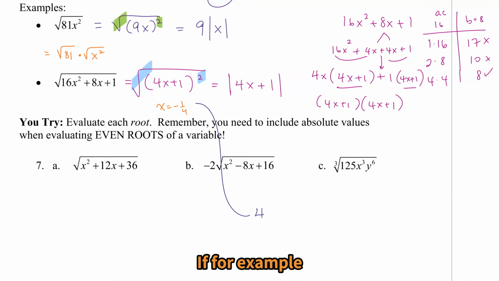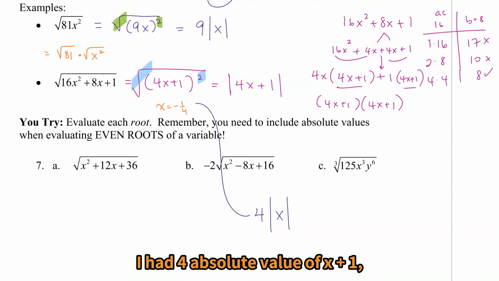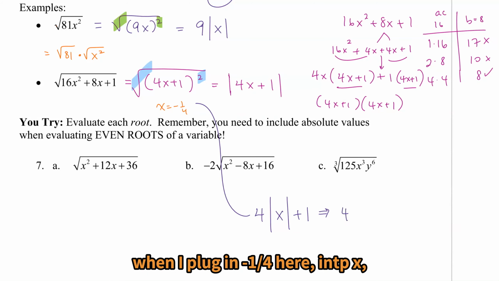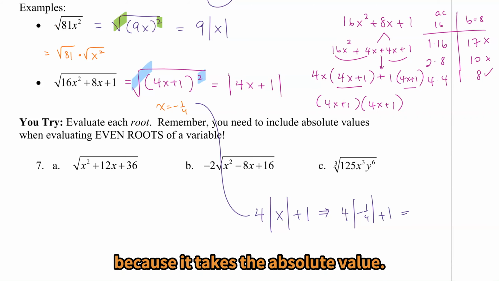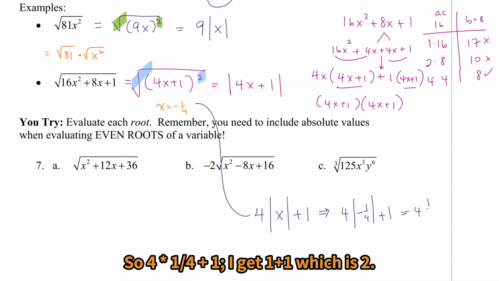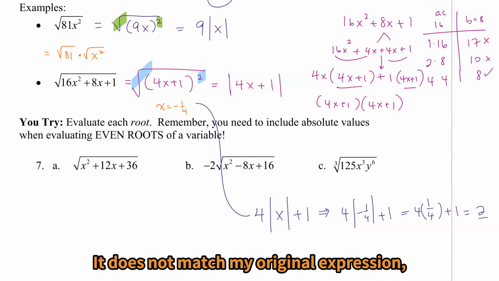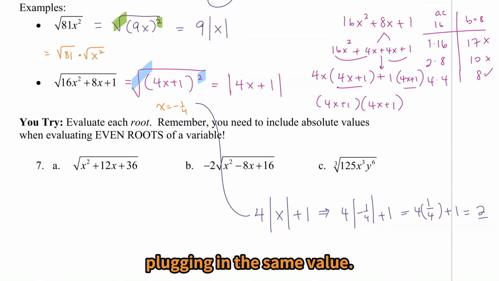If, for example, I had 4 absolute value x plus 1, when I plug in negative 1/4 for x, I end up with a positive 1/4 because it takes the absolute value. So 4 times 1/4 plus 1, I get 1 plus 1, which is 2. It does not match my original expression plugging in the same value.